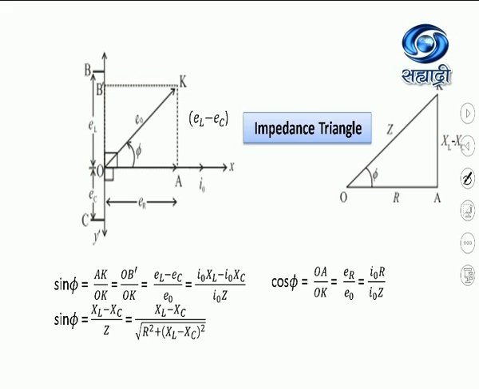If you find cos phi, that will be OA upon OK, and OA is equal to the EMF across the resistor. OK is the peak value of the EMF, that is E0, and the peak value of the EMF is I0 into Z, and the EMF across the resistor is I0 into R. So I0 will get cancelled and we get cos phi is equal to R upon Z, that is equal to R upon root of R square plus bracket XL minus XC square. Here just one point I would like to add, that cos phi is called the power factor of the LCR series circuit, that is there in the next topic.